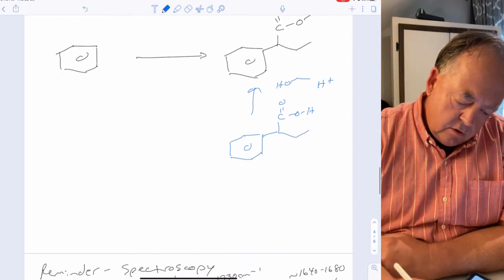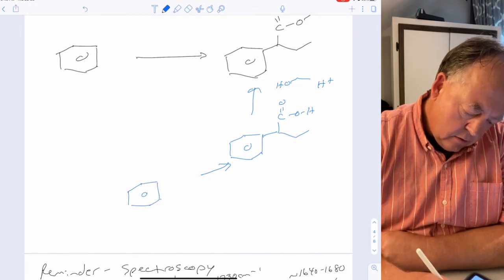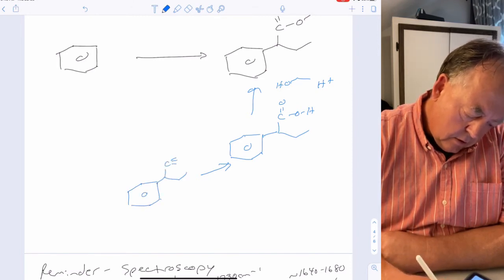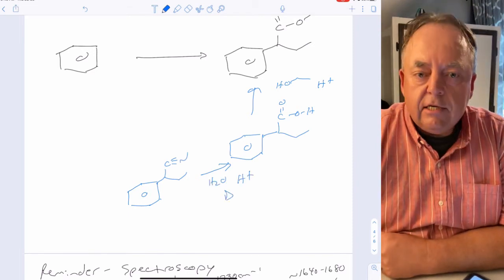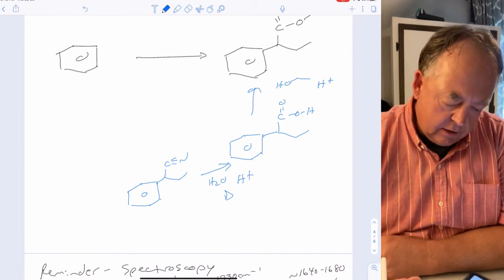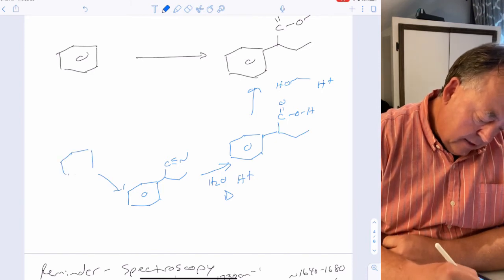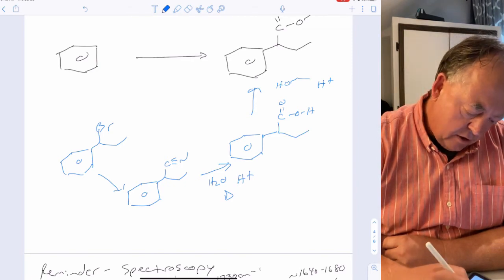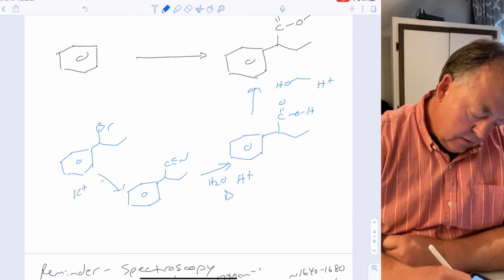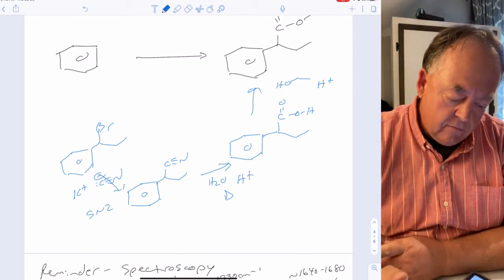And how could we make that carboxylic acid? Well, if that was a nitrile there, if we had that nitrile, then we could do acid hydrolysis and convert the nitrile to a carboxylic acid. How could we get a nitrile there? Well, if there was a leaving group there, then we could react that with KCN and do an SN2 and substitute bromine with the CN.